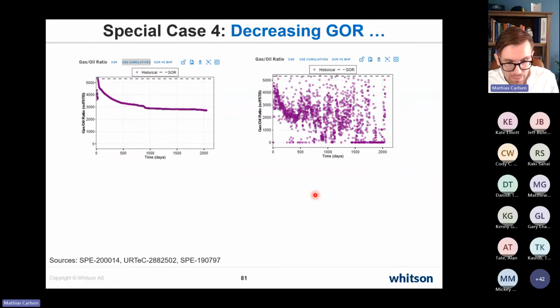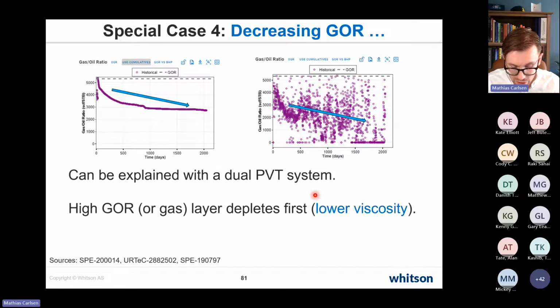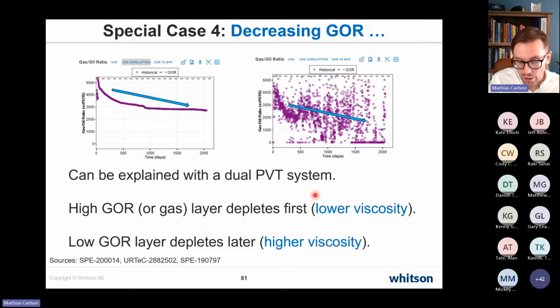Absolute last case here on this topic, and then I'm going to promise Ole to do a 15-minute break and not a 9-minute one, and that's decreasing GORs. And here again, I'm not talking about decreasing GORs for a little period of time. That can be cleanup or data issues, whatever. I'm talking about decreasing GORs over like 2,000 days, which you're seeing here. A plausible explanation for that could also be a dual PVT system, where you have a high GOR gas layer that will deplete first because it has higher mobility, lower viscosity, and all that. And then you have a low GOR layer that depletes later.